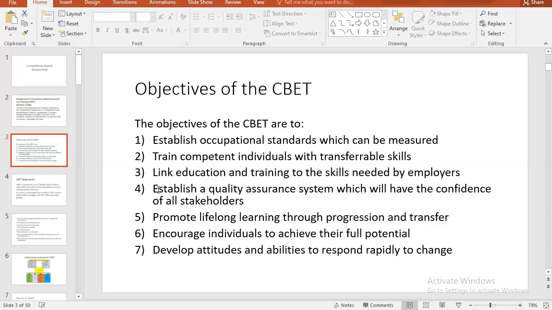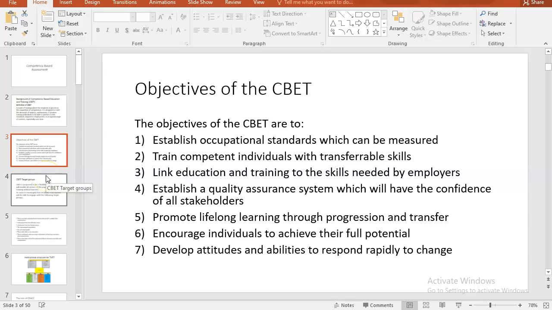And number 6, the objective is to encourage individuals to achieve their full potential. So also CBET is encouraging individuals to achieve their full potential through providing enough competence and enough skills and encouraging them to be confident in the workplace. Number 7 is to develop the attitude and the abilities to respond rapidly to changes.